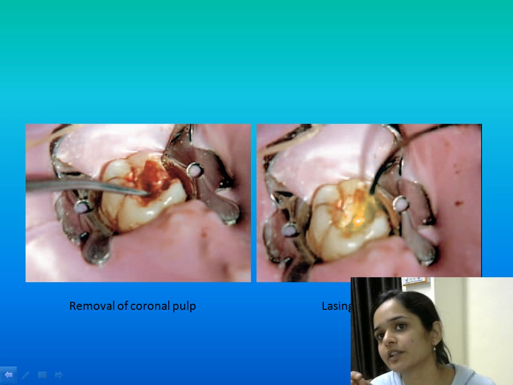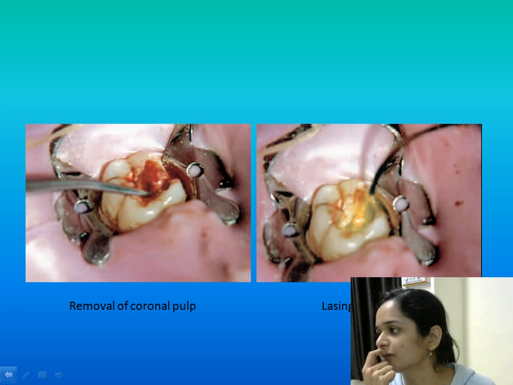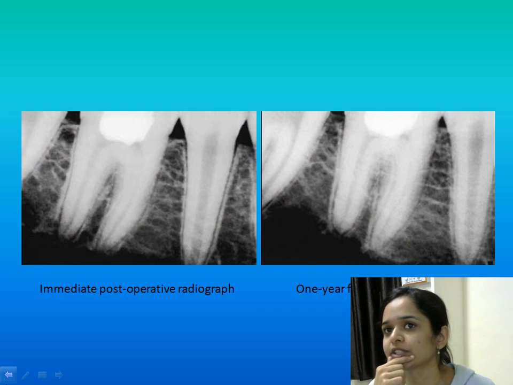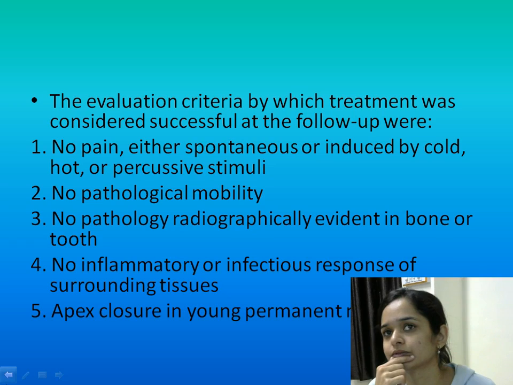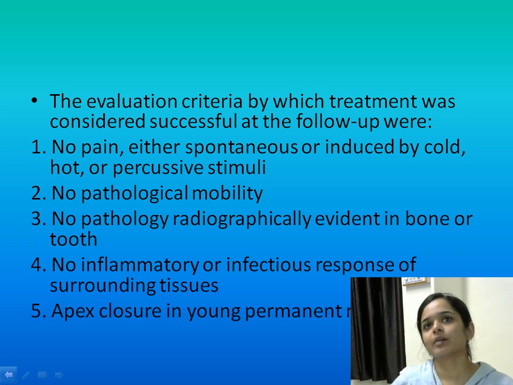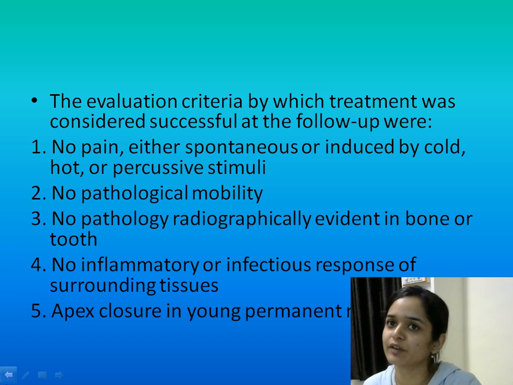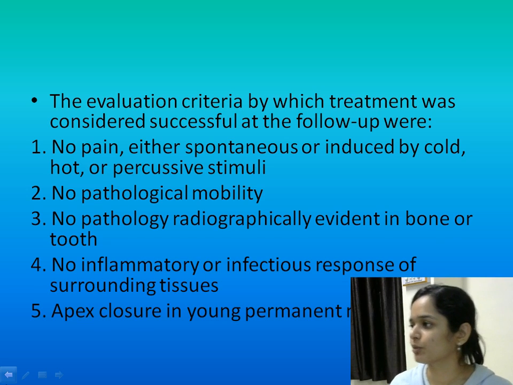Just see the diagram where the lasing is done with Nd:YAG laser and apply pulp dressing, filling with phosphate cement prior to placement of stainless steel crown. The criteria by which treatment was considered successful at follow-up were no pain, either spontaneous or induced, no pathological mobility, no radiographic evidence of pathology, and apex closure in young teeth. These were the criteria by which they decided whether the pulpotomy was successful or not.